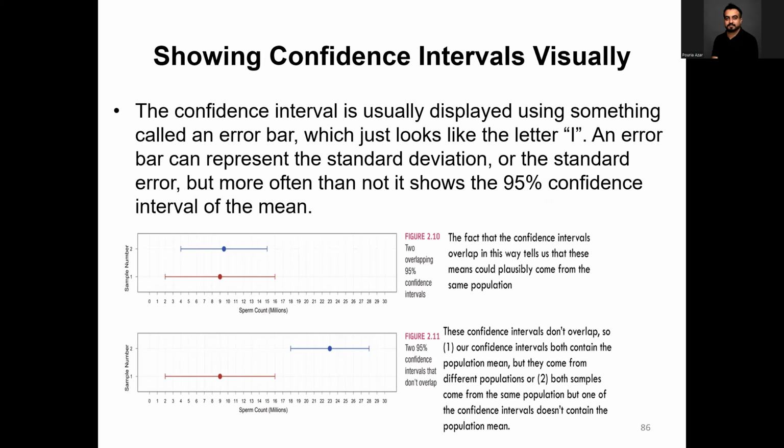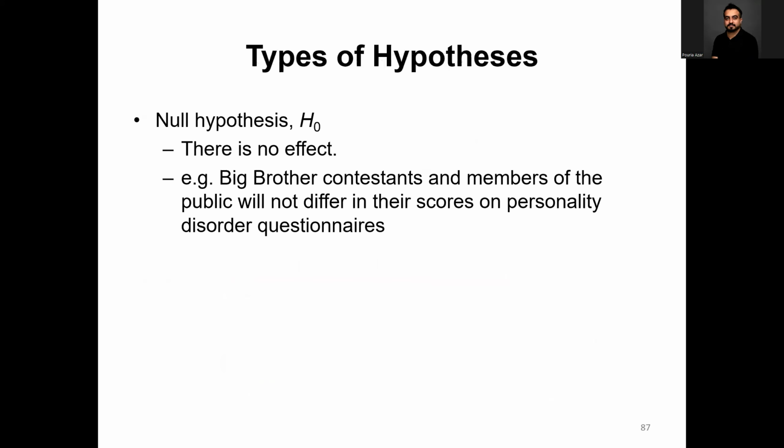In order to display a confidence interval, we can use an error bar. So the dots are the mean and the error bars are the confidence interval, which represent the range in which 95% of the data falls. And we can use the letter I in order to display the confidence interval.